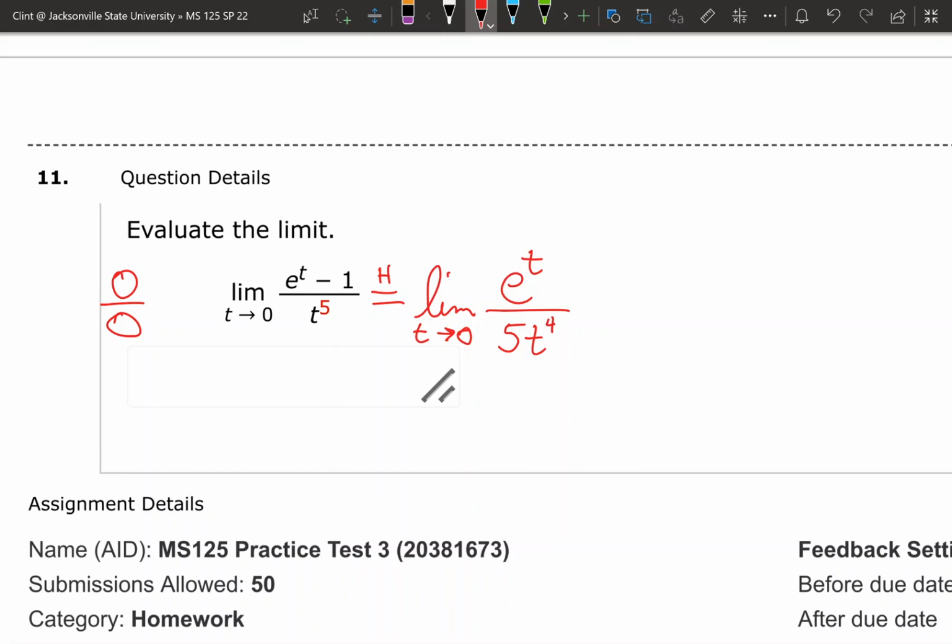If we check when we plug in again, on the top we get e to the 0th, which is 1. On the bottom, we get 5 times 0, which is 0. So what's going on? Can't do L'Hopital's rule again because on the top we've got 1. So we're in a 1 over 0 situation.